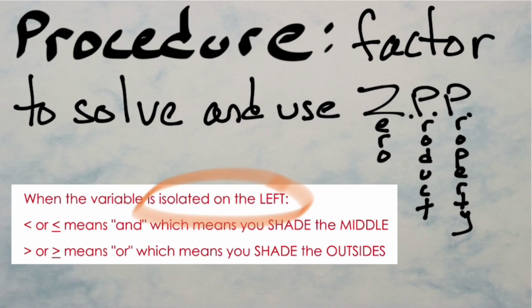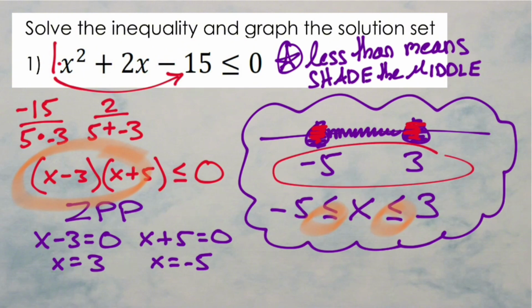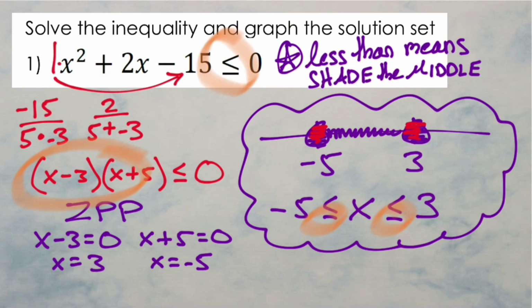So we are currently in a less than situation, so we are going to be shading the middle of the graph. And then also because we have the or equal to's, you're going to notice how those circles are shaded in. And that's it. That's all you're doing. You're basically just factoring, and then you're putting your two numbers on the number line, and then you are shading accordingly. If it is the less than sign and problem, shade the middle.